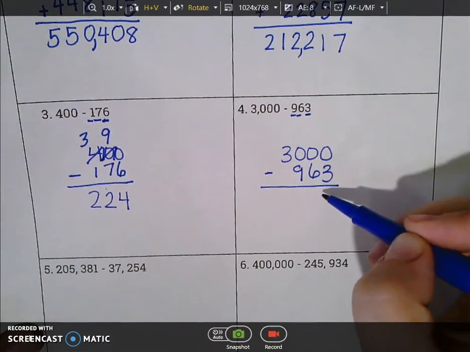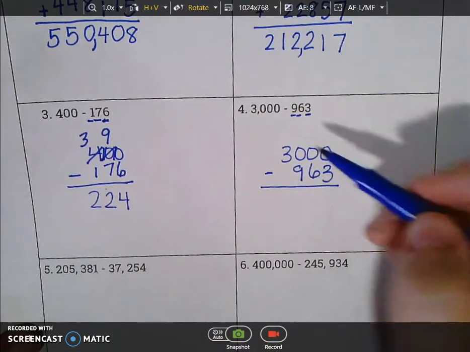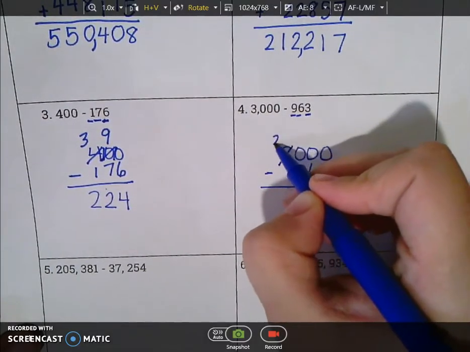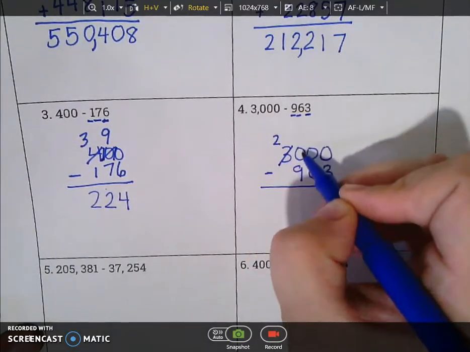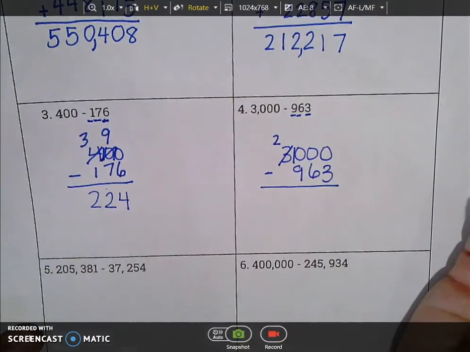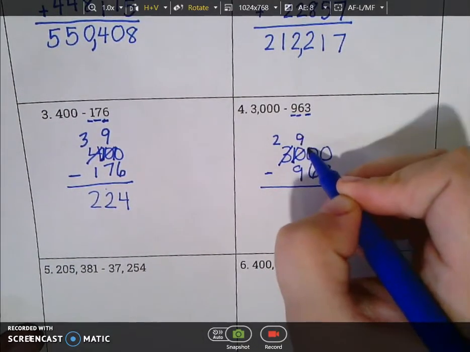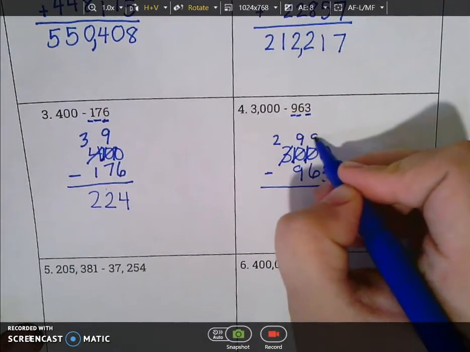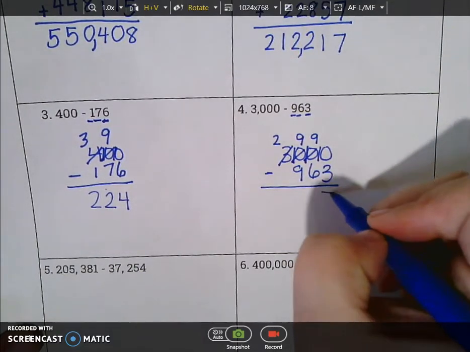I can't do 0 minus 3. I can't do 0 minus 6. And I can't do 0 minus 9. So I've got to come over to the 3 and borrow 1. So the 3 would become a 2. Borrowing 1 in the thousands place means I can put 10 in the hundreds place. Now that I've got 10, I can take 1 and make that a 9, and I can put 10 in the tens place. And now that I've got 10 there, I can make it a 9 and put 10 in the ones place.